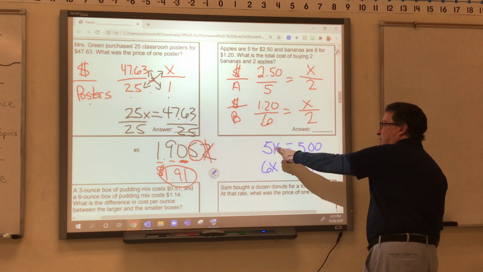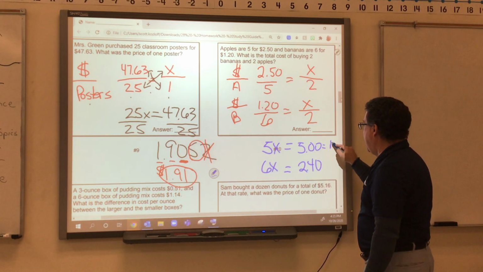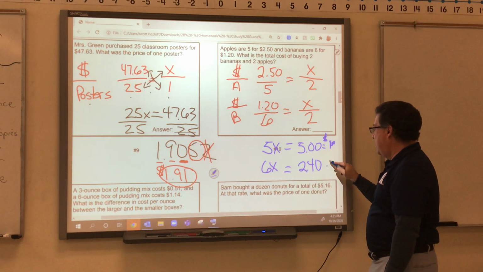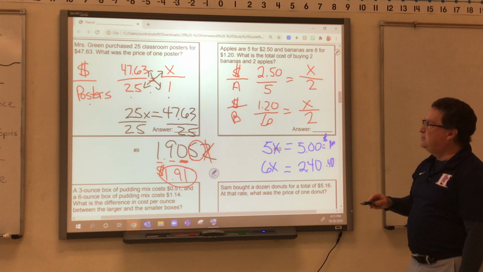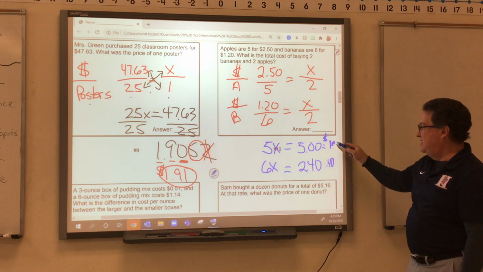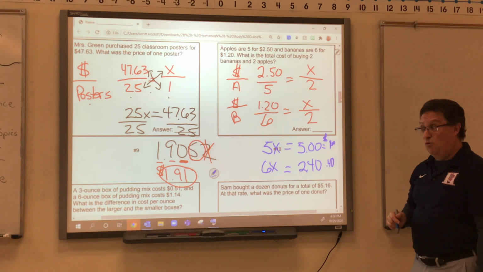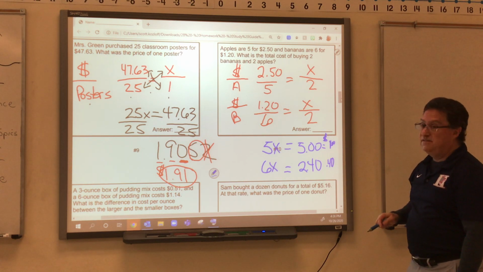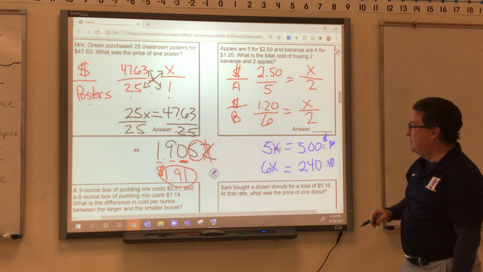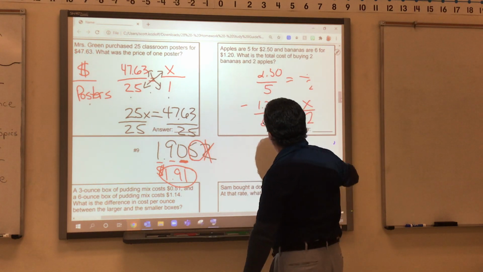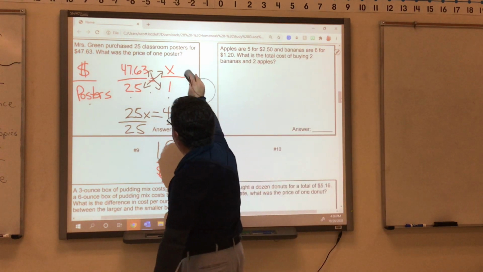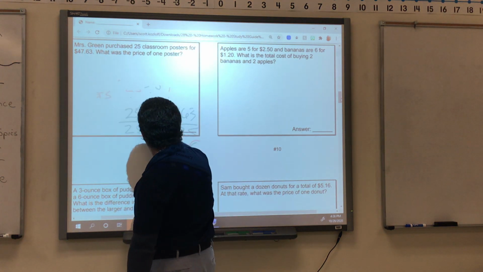If I divide by 5, I spent $1 here. And if I divide by 6, I spent 40 cents here. Therefore, my total amount that I've spent is $1.40. Hope that makes sense. Stop and pause that if it didn't make sense for you. That's what it's going to cost me to buy 2 of each of those. All right. If that's a problem, ask me tomorrow, please, before your test.